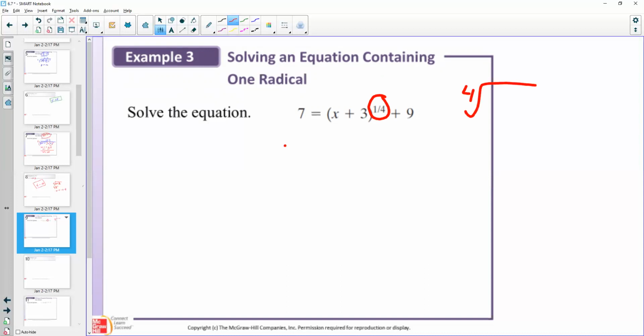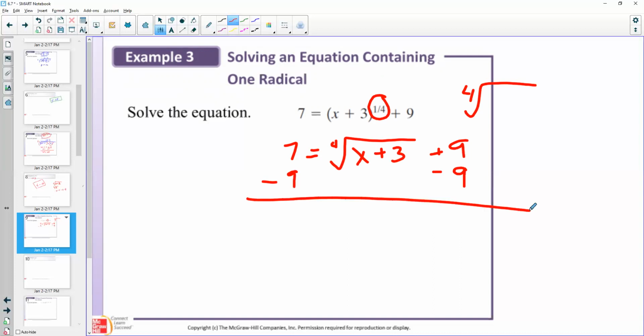So I'm just going to rewrite this. I'm going to write 7 equals the 4th root of x plus 3 plus 9. Now I'm going to do just what I've done all along. I'm going to subtract 9 from both sides. I'm going to get a -2 over here equals the 4th root of x plus 3. I'm going to raise both sides to the power of 4.